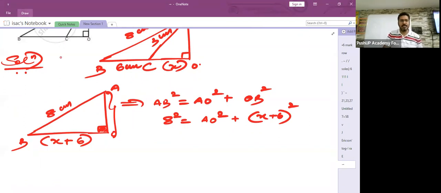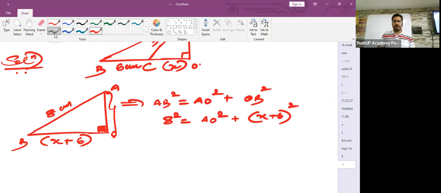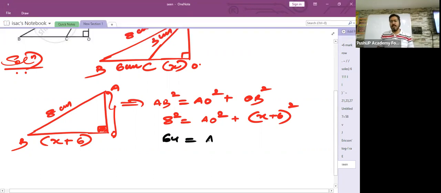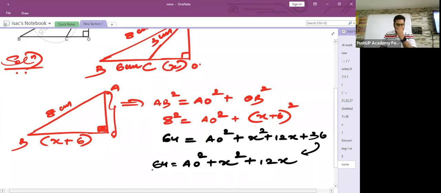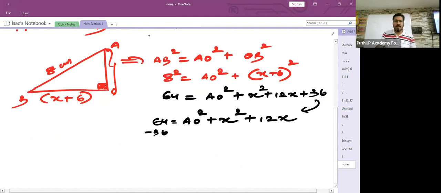If you have a chance of simplification, please do it, children. Here 8 square is 64, which is equal to AO square plus X plus 6 the whole square. It is in the A plus B the whole square format, which will be X square plus 2 into X into 6, which is 12X, plus 6 square, which is 36, right? Now I can bring this 36 from the right to the left. It becomes 64 minus 36 is equal to AO square plus X square plus 12X. Sorry, I forgot to write the minus 36; I'll write it here. Now, what is 64 minus 36? 64 minus 36 is equal to how much?